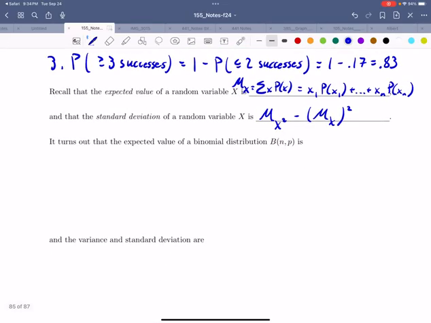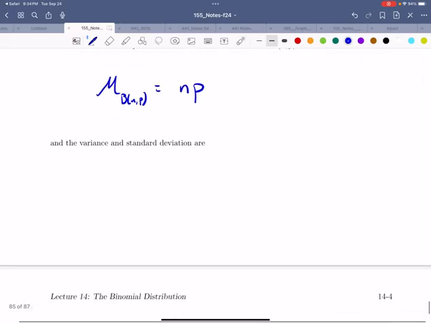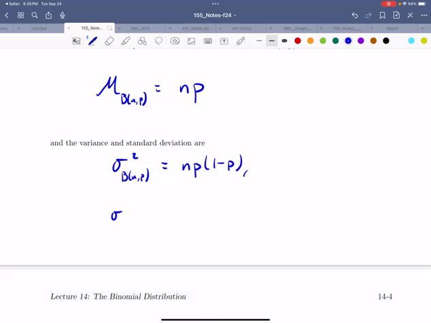Anyway, it turns out the expected value of a binomial distribution, np, is a very, very nice formula. That. The variance is this. Oh, sorry, that's the variance. And then the standard deviation is just the square root of that. Not quite as nice because of that ugly radical, but it's got to be there.